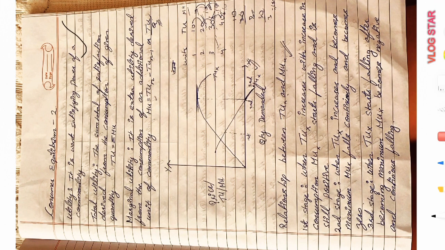These things like total utility and marginal utility are the basics which you need to know. Now comes total utility. Total utility means the sum total of satisfaction. Whatever you receive is called total utility.